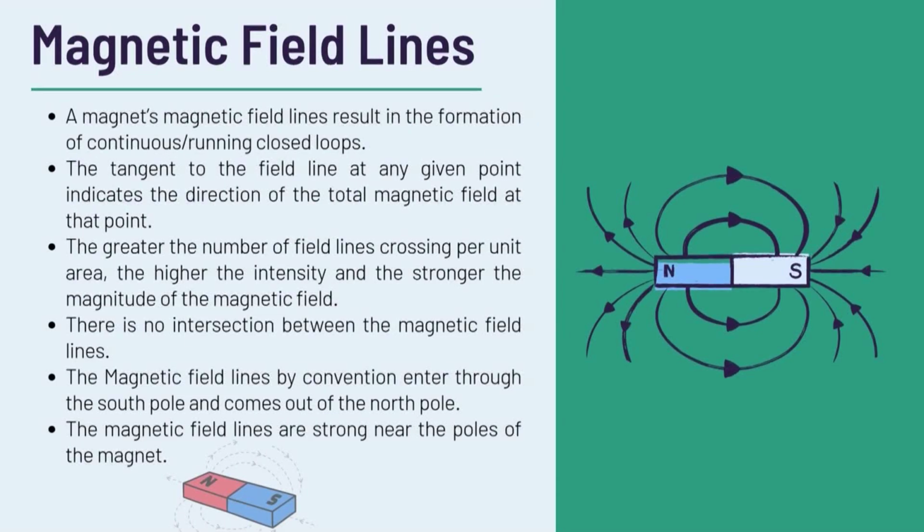The tangent to the field line at a given point indicates the direction of the total magnetic field at that point. The greater the number of field lines crossing per unit area, the higher the intensity and the stronger the magnitude of the magnetic field. There is no intersection between magnetic field lines. The magnetic field lines by convention enter through the south pole and come out of the north pole. The magnetic field lines are stronger near the poles of the magnet.